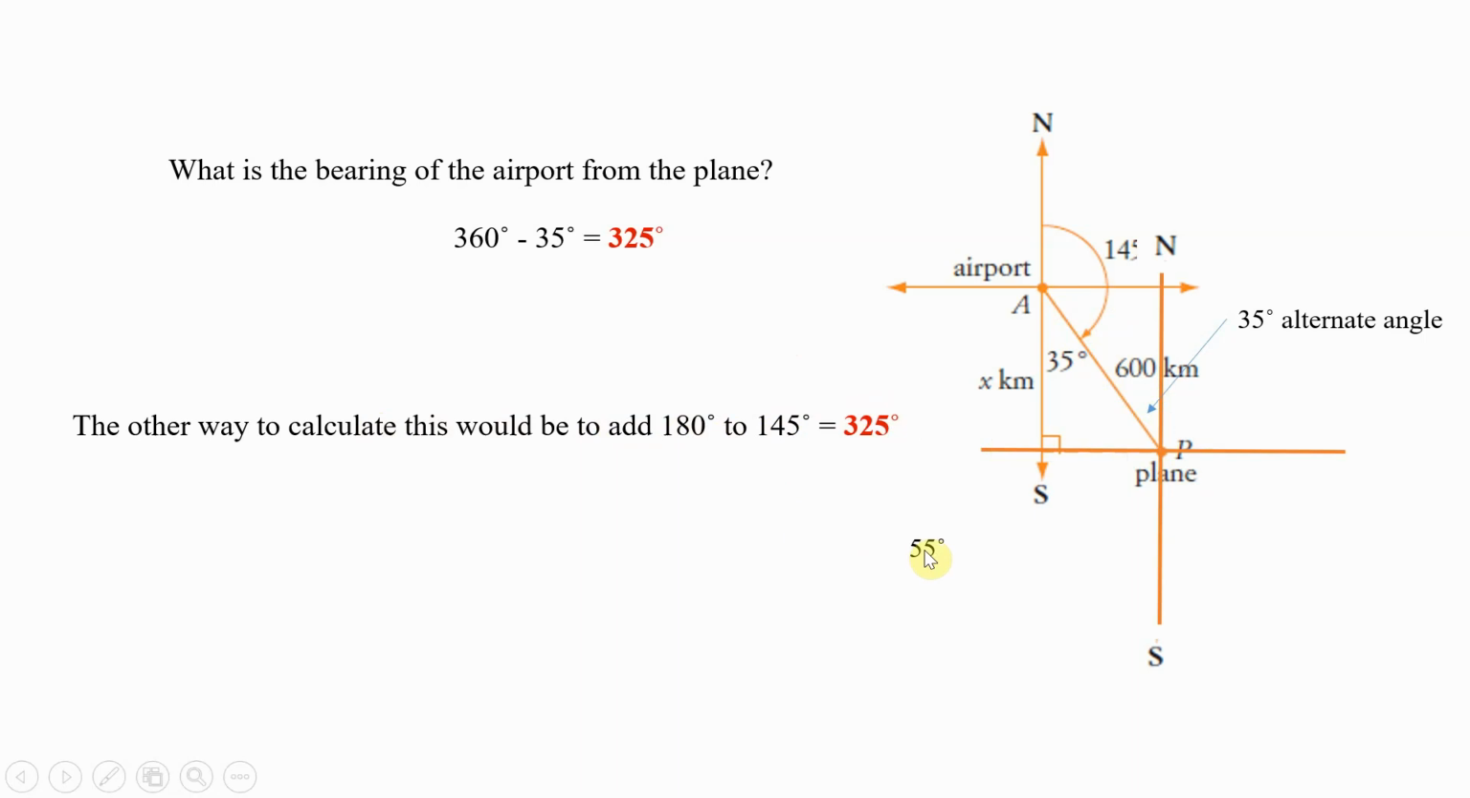Another way to look at it is to see that this angle is 55. 35 plus 55 is 90. So we could go from here, 90, 90, 90, 55 equals 325.